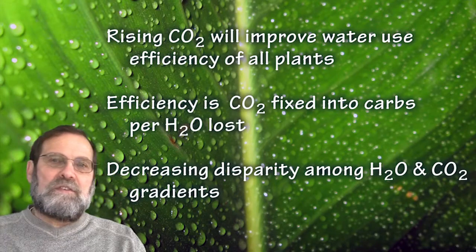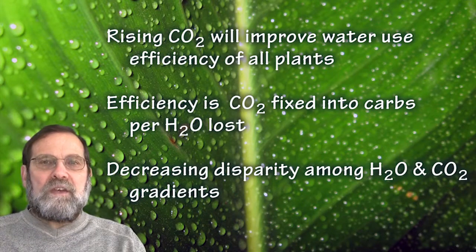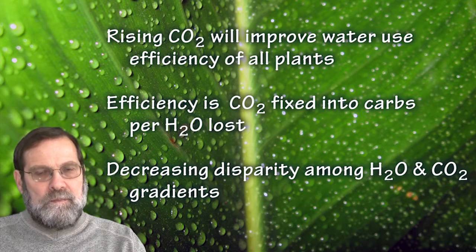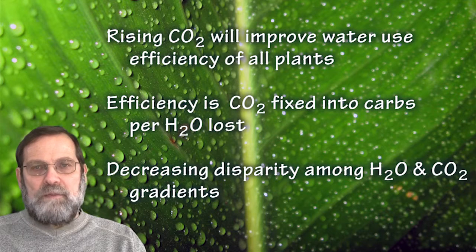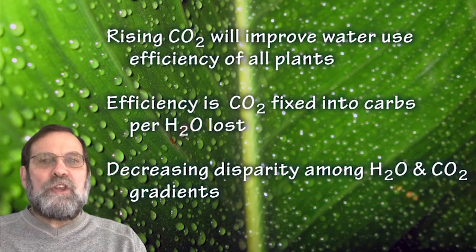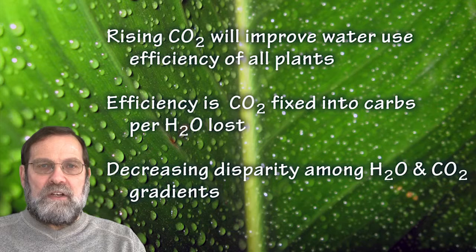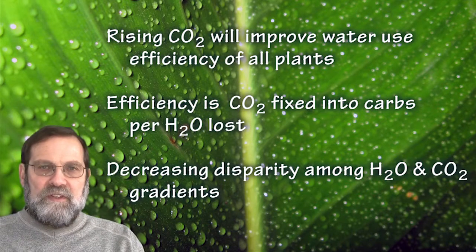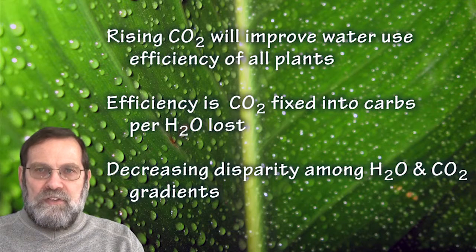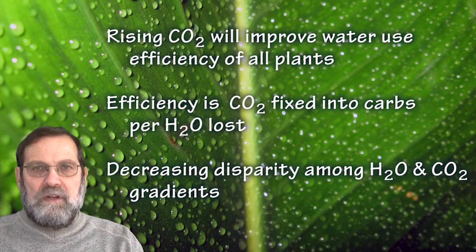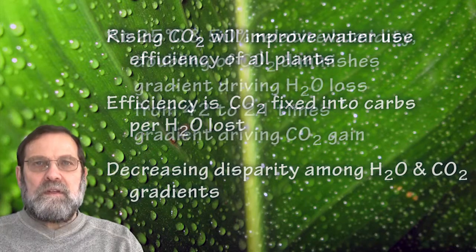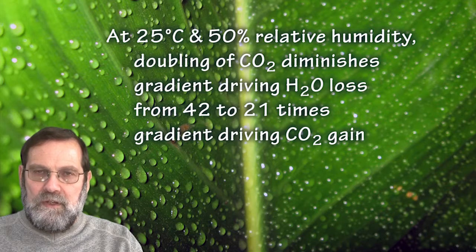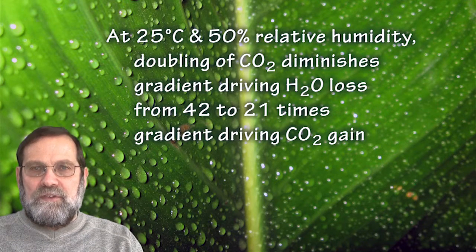Regardless of which carbon fixation pathway a plant employs, rising atmospheric carbon dioxide concentrations will improve its water use efficiency. That is, rising atmospheric carbon dioxide concentrations will increase the amount of carbon dioxide assimilated into carbohydrate per water lost. This is a consequence of decreasing the disparity among the concentration gradients for water and carbon dioxide between leaves and the atmosphere.